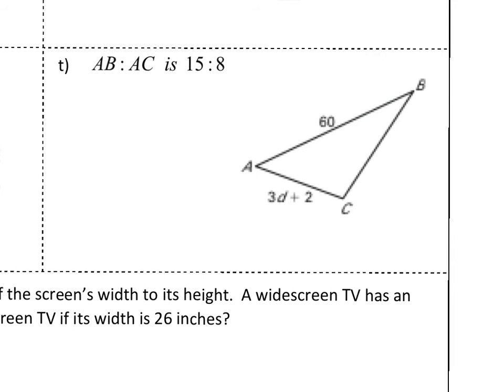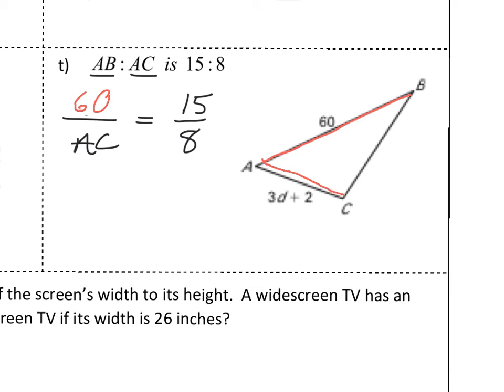For the next example, we're starting the same way. I would just start off by rewriting your ratio in that fraction form. So AB to AC is 15 to 8. All right, and let's go through and replace some pieces. So AB is the long side in my triangle. I'm going to fill in 60 there. And then AC down here is that 3D plus 2.